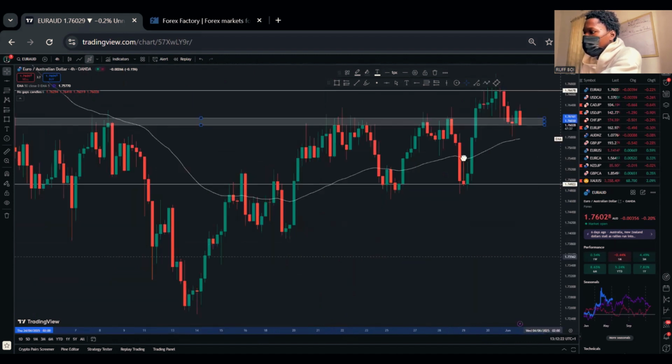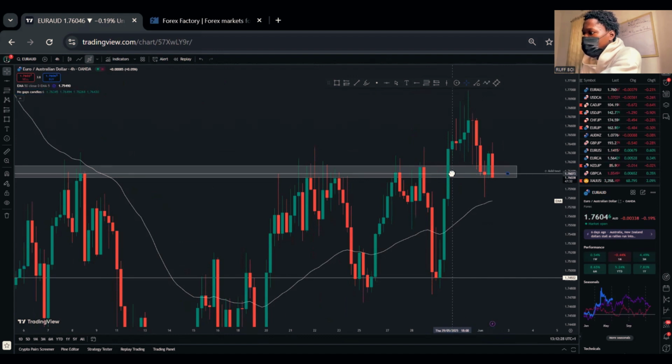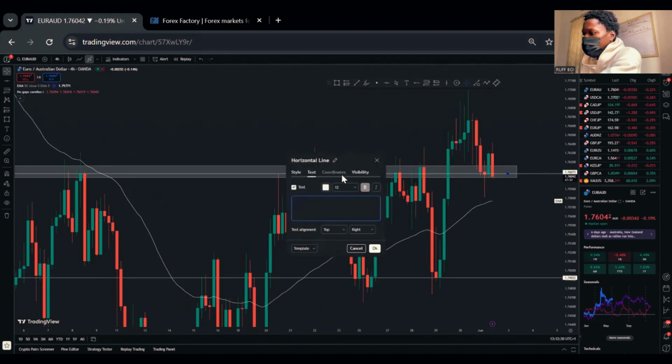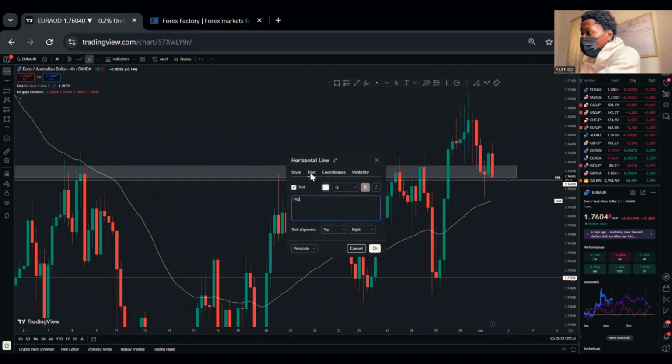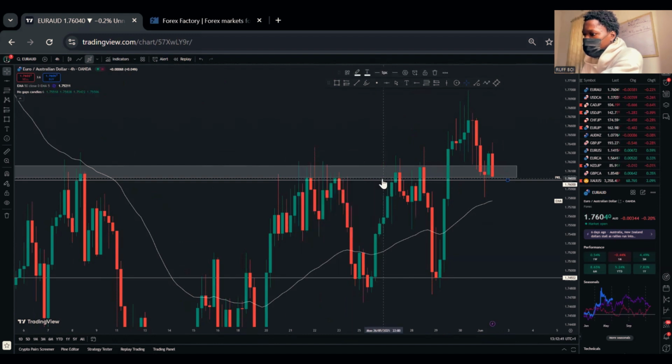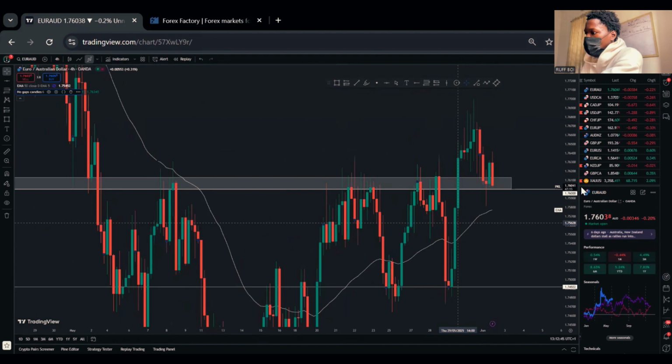So what I do to back up my analysis is I mark out my psychological key level inside this zone. So my psychological key level will be 1.76000. So I note that as PKL, psychological key level, PKL.